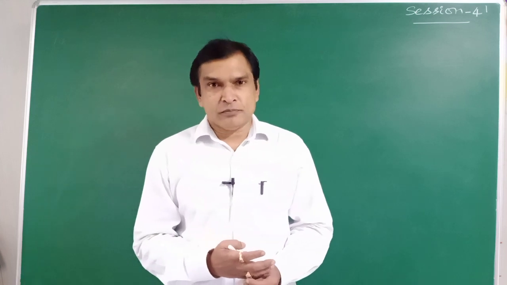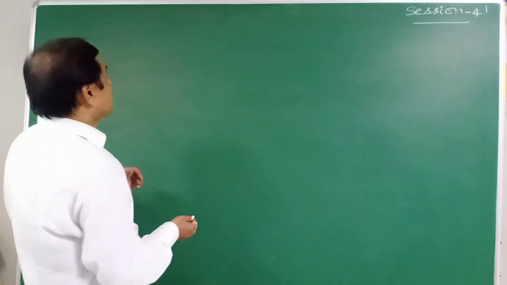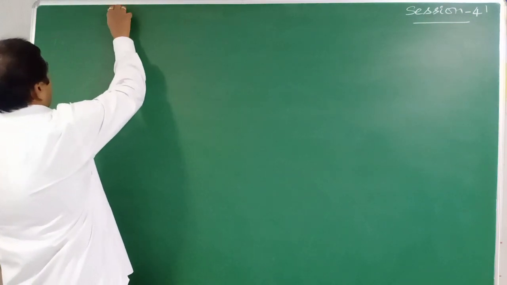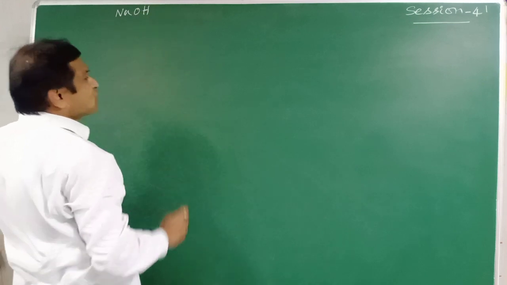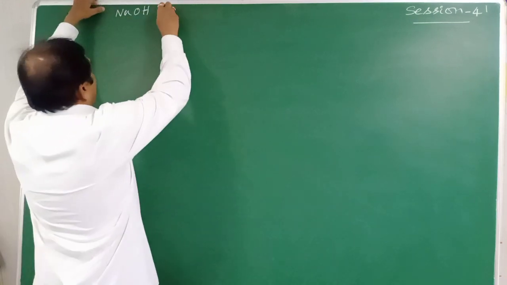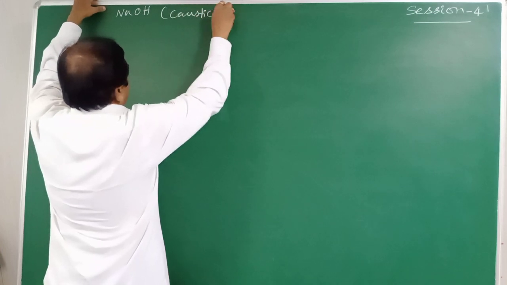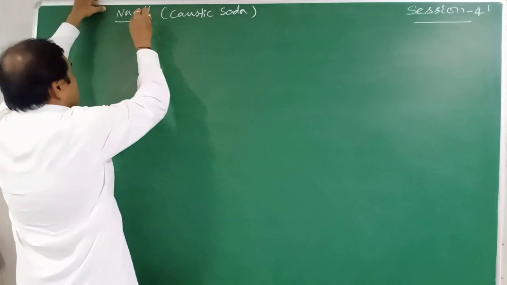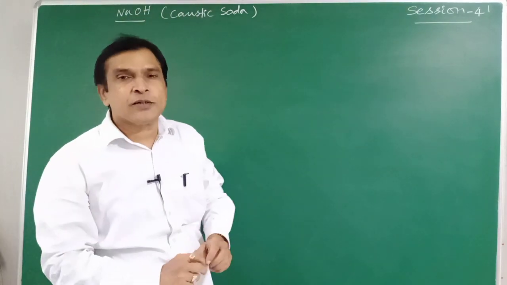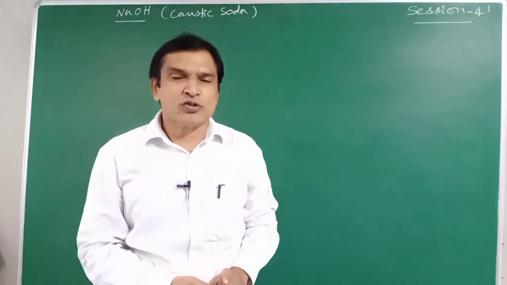compounds of sodium, that is sodium hydroxide, NaOH. Sodium hydroxide is commonly known as caustic soda. So we have to see today, we have to complete the preparation and properties of sodium hydroxide.